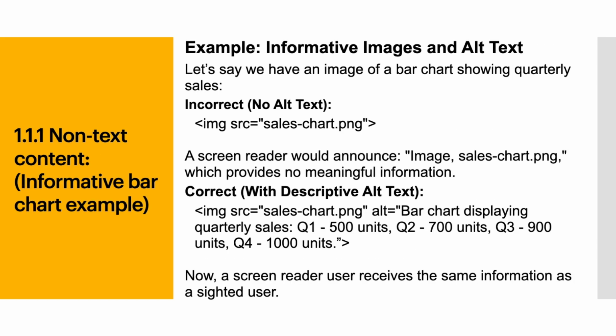In this example, informative images and alt text, let's say we have an image of a bar chart showing quarterly sales, and there's no alt text on the image. It does not explain anything to the screen reader user, and it would announce as image sales chart .png, which provides no meaningful information. The correct usage is providing alt text, as you can see in the example: bar chart displaying quarterly sales with Q1 500 units and so on. So a screen reader user receives the same information as the sighted user.